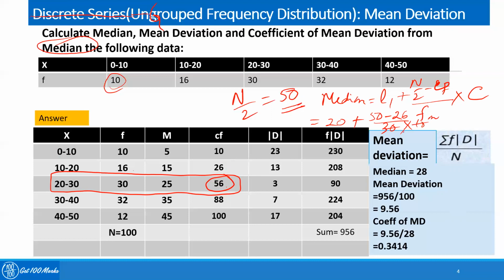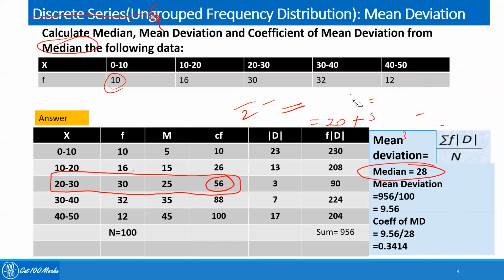If I calculate, it's coming as 20, and 50 minus 26 is 24. 24 by 30 multiplied by 10 will come 8. So our median is coming as 28. Therefore, we have calculated the value of median.